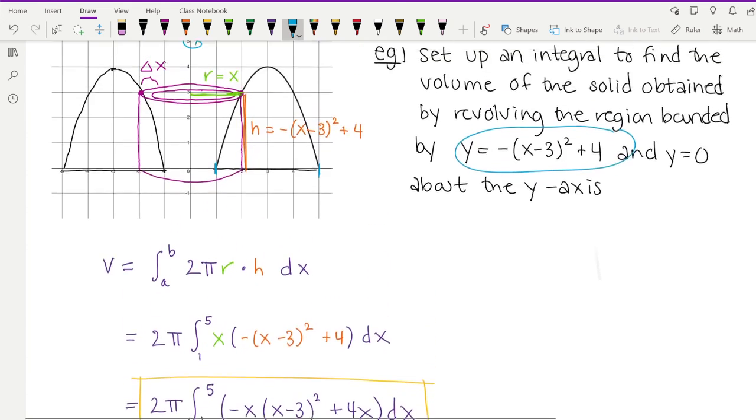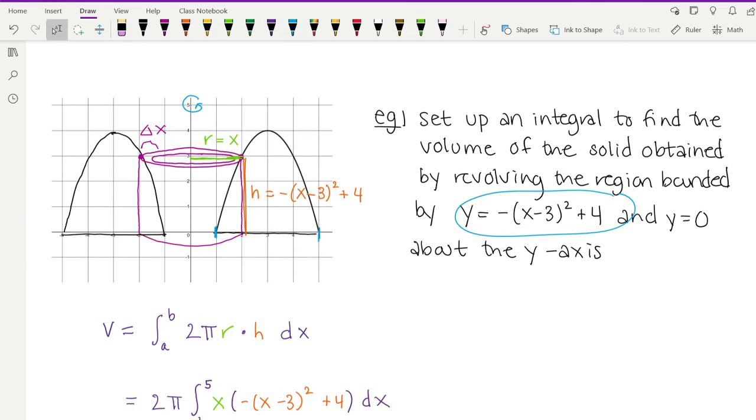So even though the shell method may be a little harder to visualize, in this case, it is just so much easier to set up. All we really had to do is identify that the radius was x, the height was our function. We didn't have to solve anything, calculate anything. It was really straightforward compared to the washer method. So, just be aware, and this is something we'll talk more about in a later video about how to decide which method to use, that even though the shell method might seem a little trickier, in a lot of cases it is actually easier.